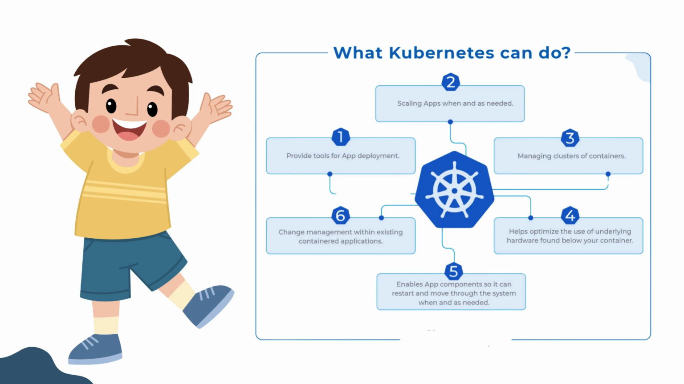Kubernetes helps in a few ways. It helps in automatic scaling of the application. It also provides self-healing of the application if something goes wrong. It provides load balancing. It also provides storage. This is a little bit about Kubernetes.